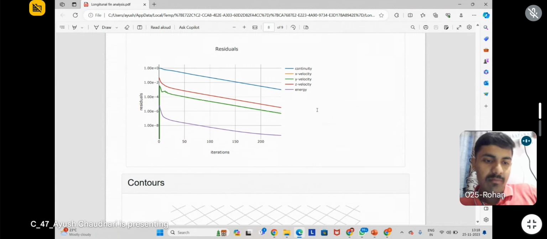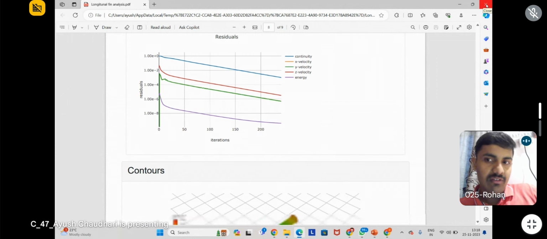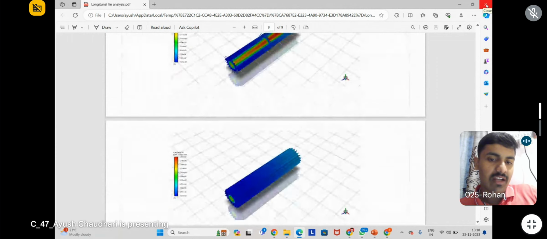The bit below was contours and vectors. So just have a glimpse over there and we'll close the PDF.